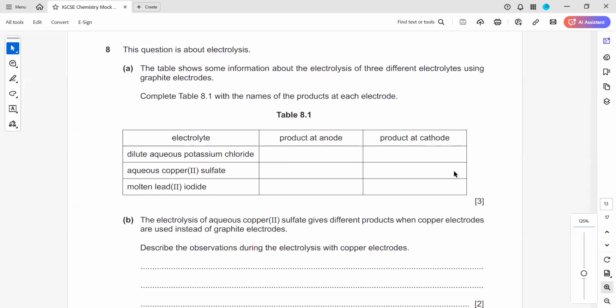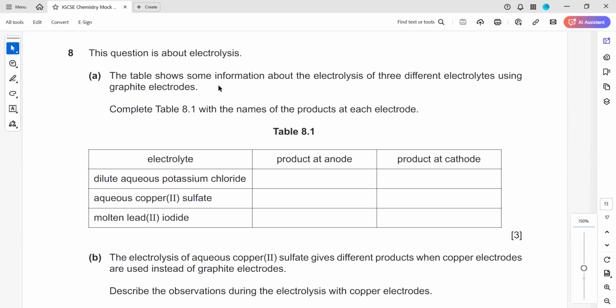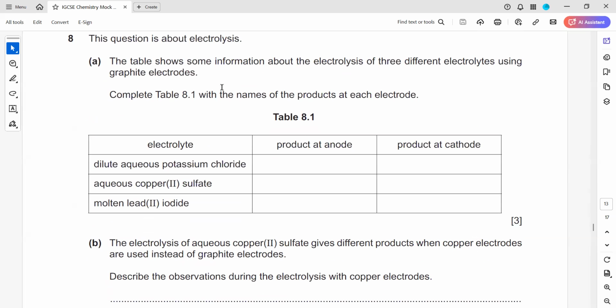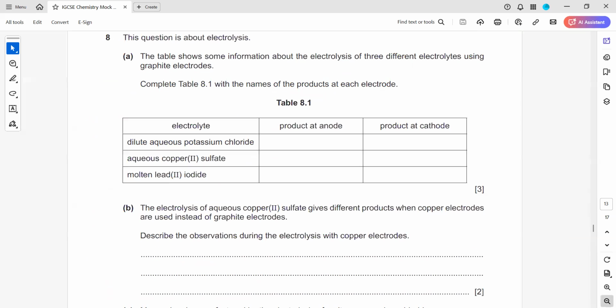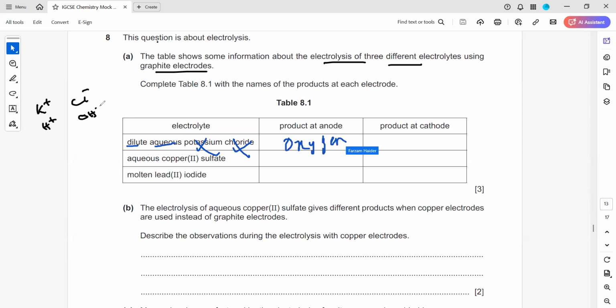This question is about electrolysis. The table shows some information about electrolysis of 3 different electrolytes using graphite electrodes. The first one is dilute aqueous potassium chloride. So it contains potassium ion, chloride ion, hydrogen ion and hydroxide ion.